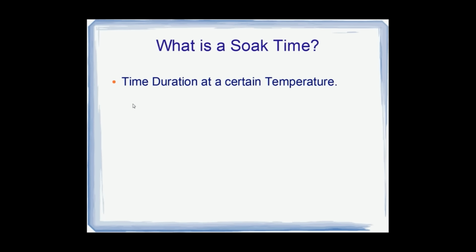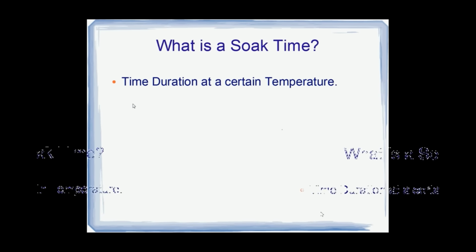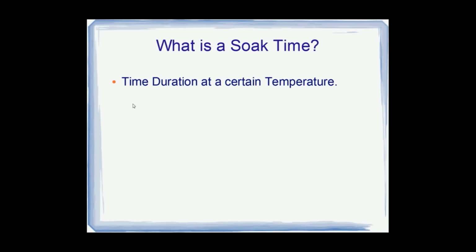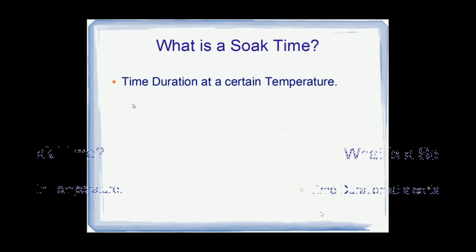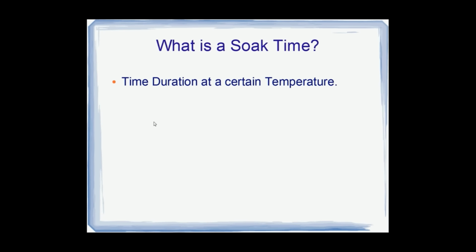What is a soak time? A soak time is a duration of time that a system dwells at a single temperature set point. It is the plateau and the valley on a temperature test graph. Now, I keep mentioning a temperature test graph. Let's go ahead and look at a temperature test graph profile.